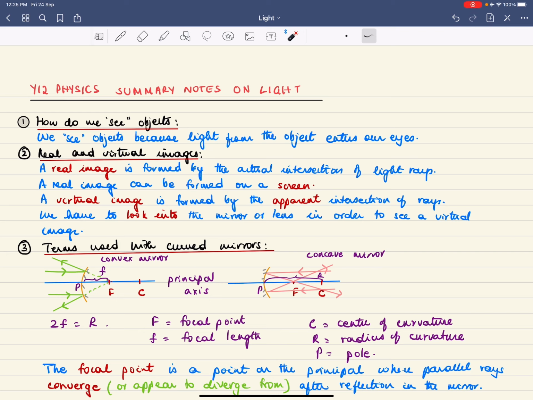Now, the real image is formed when light rays actually cross each other. Intersection means cross each other. And a real image can be obtained or formed on a screen. A virtual image is formed by the apparent intersection of rays, and this is done by producing the rays of light backwards. We have to look into the mirror or the lens in order to see a virtual image.